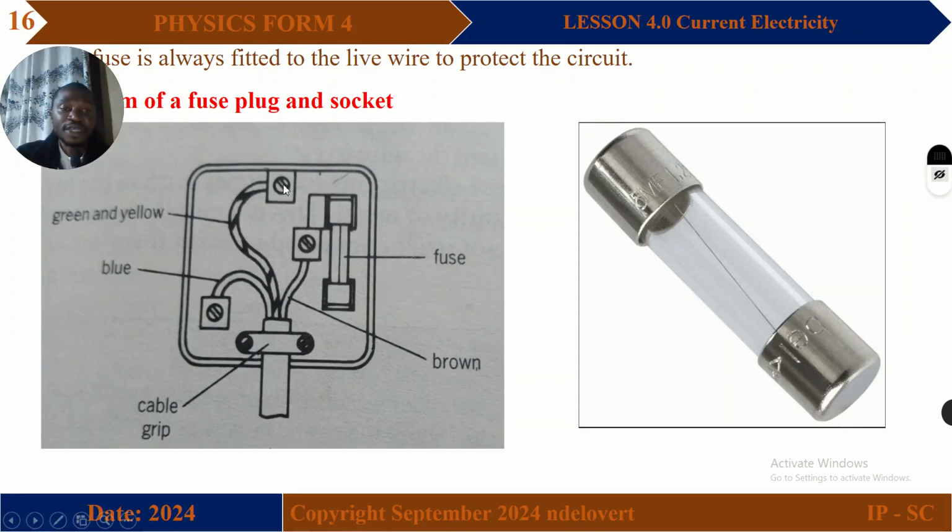The first pin that is always on top is the earth, which is green and yellow. We have the blue, and we have the live, which is brown, and it's always attached to the fuse. It's attached to the fuse because when the fuse melts, it breaks off the circuit. So always learn how to draw this diagram, because they always ask it in the exams.